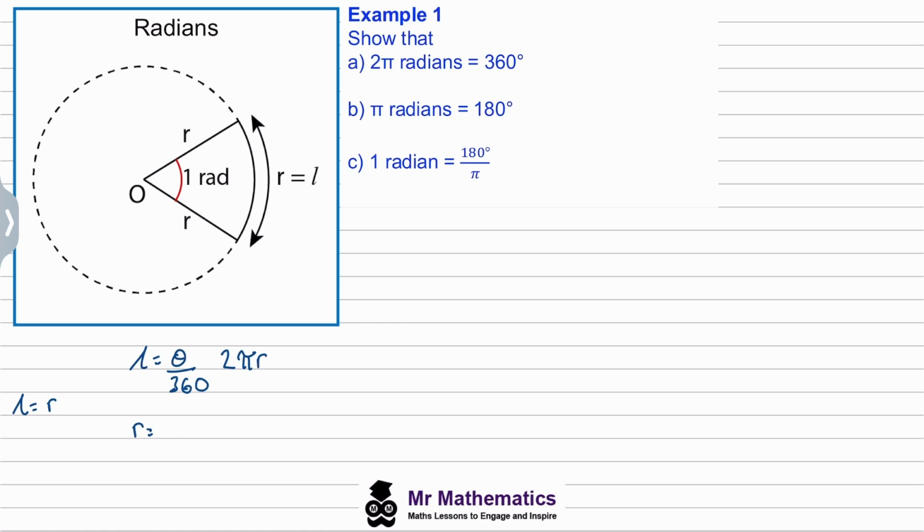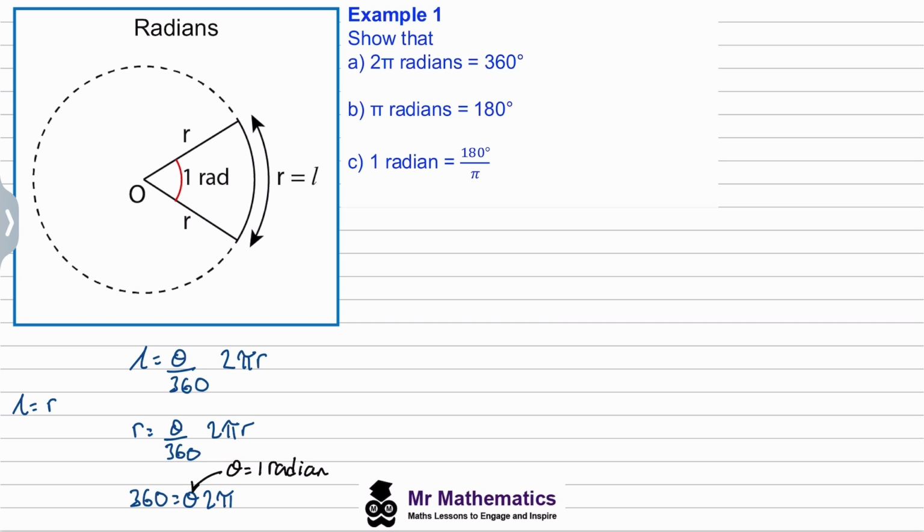So we get the radius will equal theta over 360 multiplied by 2 pi r. And then we can divide both sides by the r, and these will cancel. And we can move this 360 over to the left-hand side. So we get 360 will equal theta times 2 pi. But if theta equals 1 radian, then 2 pi radians will equal 360 degrees. Okay?